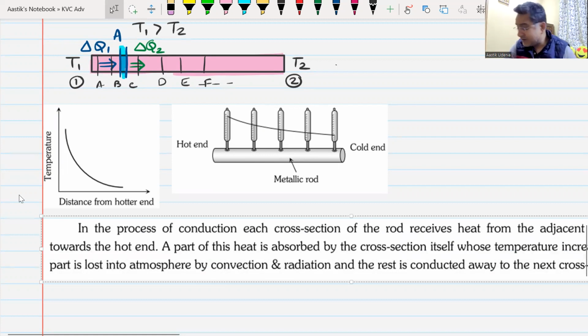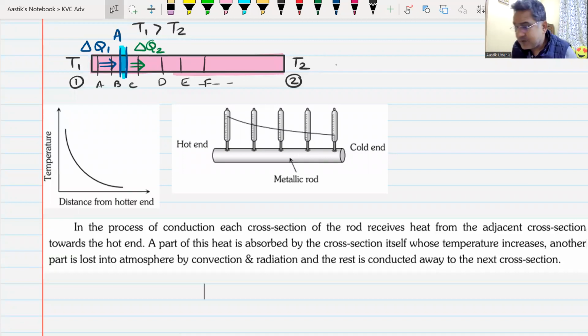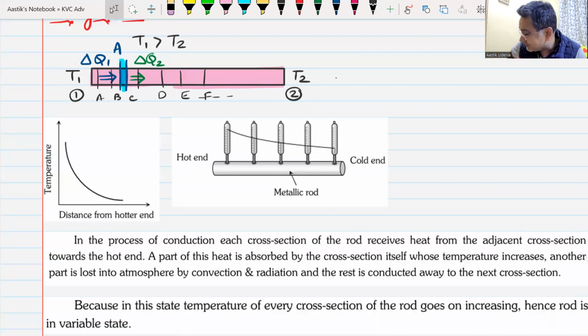So, what happens in the process of conduction? Every part of the rod will get heated up. Whatever amount of heat is entering a particular section will not leave that particular section, because some amount of heat will be absorbed in heating up that particular section. Do we understand this? Yes. This type of conduction is known as variable state. So note down this, and I will tell you what is variable state point-wise as well. I'll give you 2 minutes.